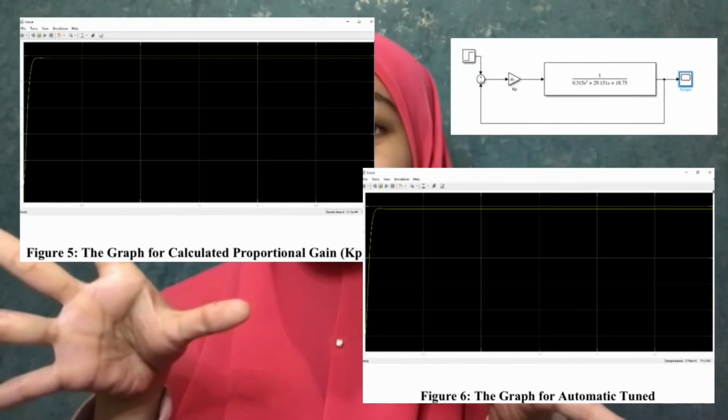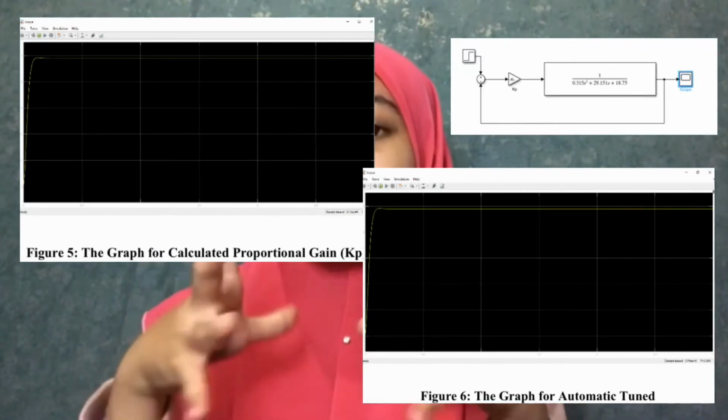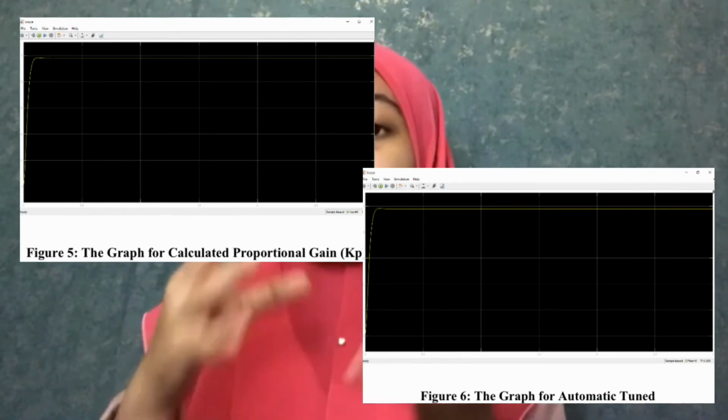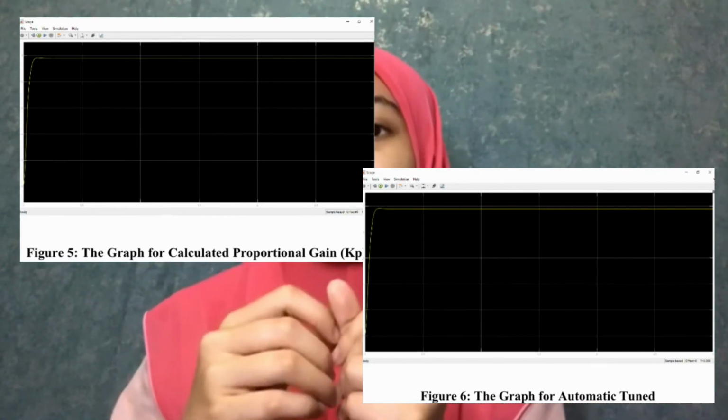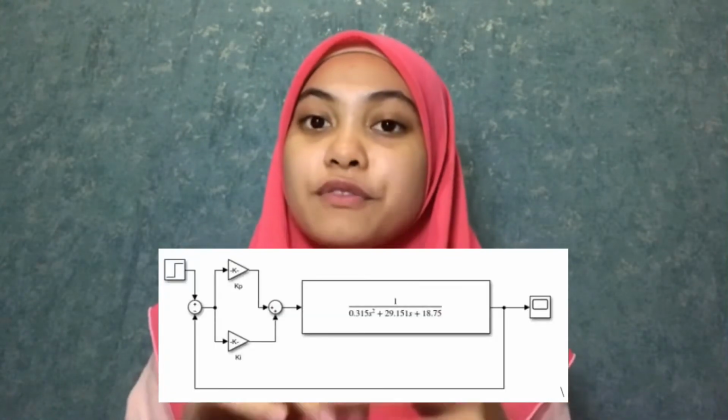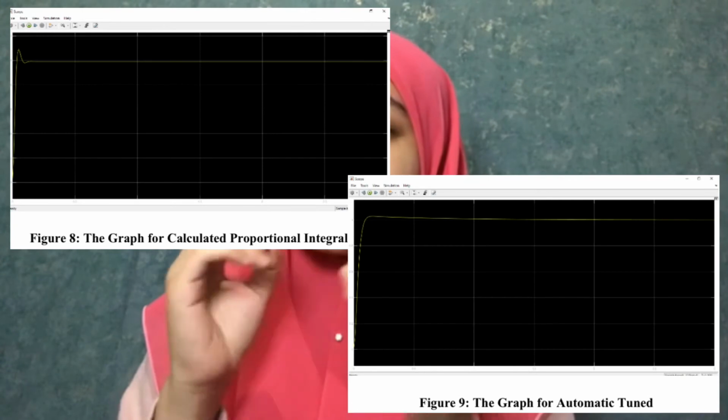Today I will explain about the simulation for this project. As you can see from this graph, the steady state error in this system is decreased. So the output value of this system is close to the desired value. The transfer function of the calculated and the automatic system is almost the same. The proportional gain is the same for both graphs.